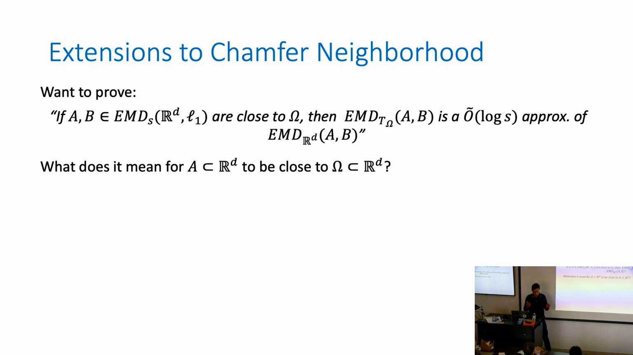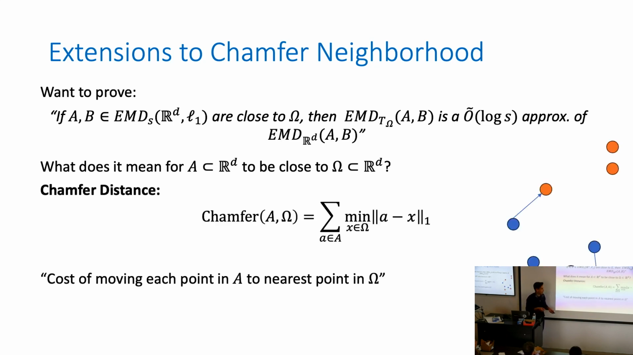So it turns out that I can use a much weaker notion of distance. And this is the so-called chamfer distance. When I mentioned these applied papers earlier, they tend to use this distance because it's a little bit easier and it actually models this idea of containment. Is A contained in B? So what is the chamfer distance? For the purposes of this talk, you can think of it as the cost of moving every point in A to its nearest point in omega. So it's just the sum over all the points in A of the distance to the nearest point in omega, and then you sum that up.